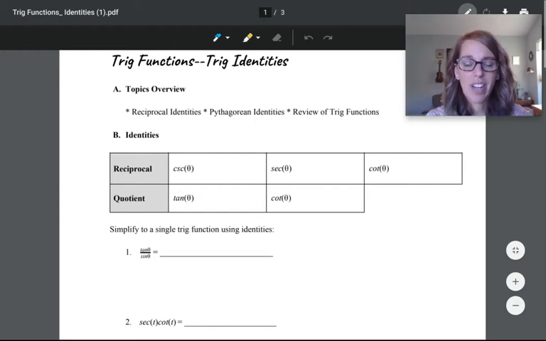Let's talk about trig identities. We're going to see a couple of different groups of identities, starting with the reciprocal and quotient identities. These are going to seem really familiar because we talked about them as we were defining the other trig functions.